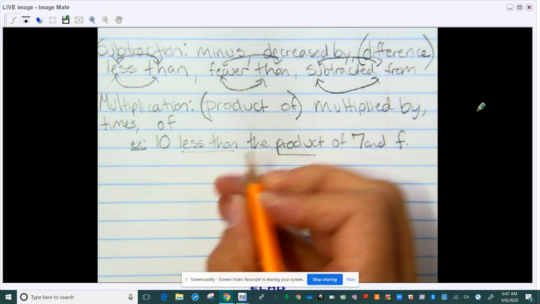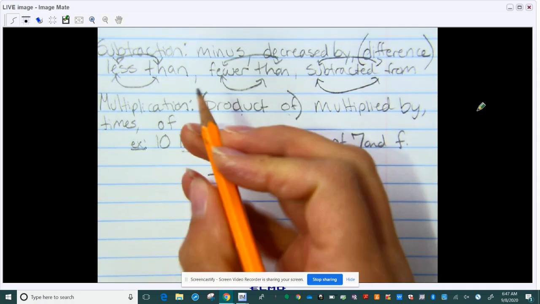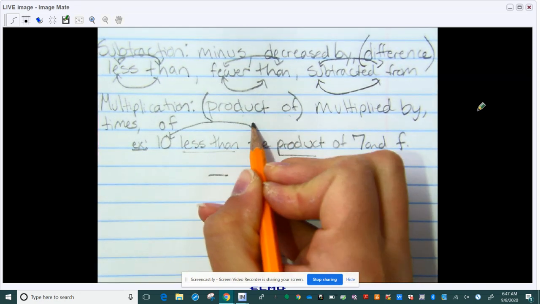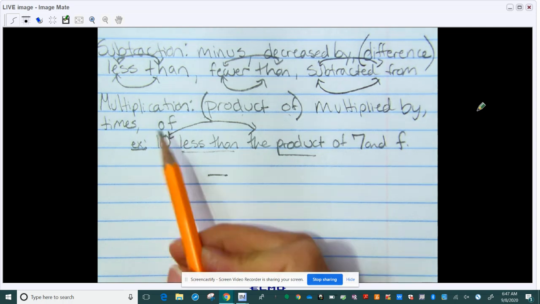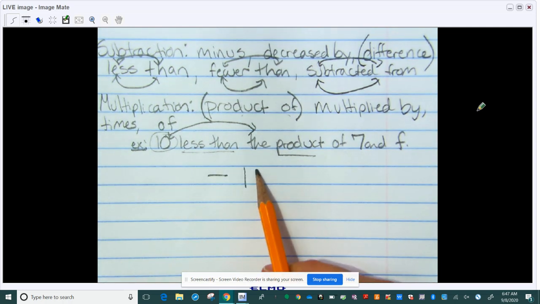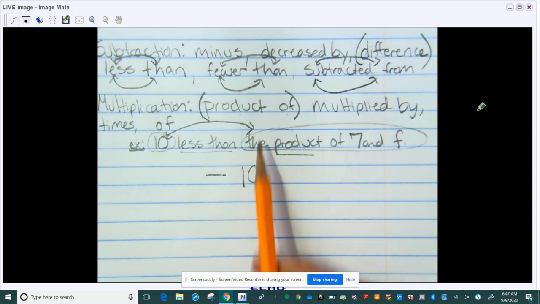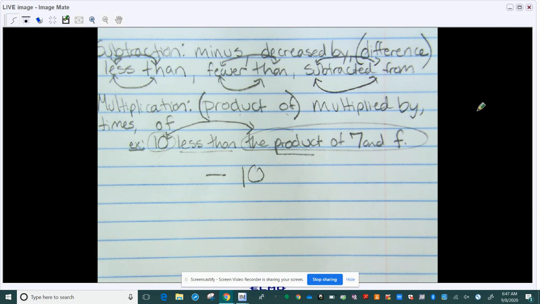So if it's less than, I'll put that subtraction sign. We have to remember we're flip-flopping it. So that 10 will actually go over here on the right. And then this whole piece will go on the left.